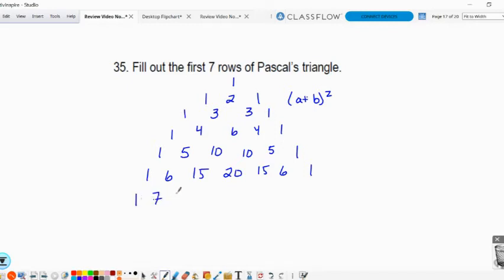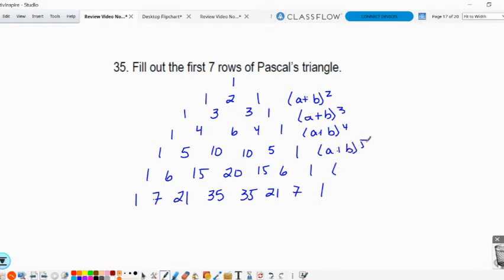And here's our 7th row. 15 plus 6 is 21, 6 plus 1 is 7, and 1. So each row is a binomial to a higher power. Here's our 4th, 5th, 6th, and last our 7th row. All right, we're going to use that in our very next problem.